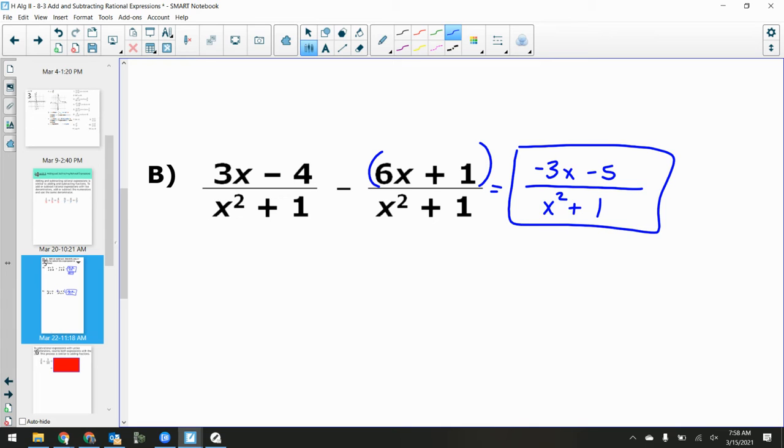Not 0. Anybody want to take a guess? What can x not be? It could be 37, because you can take 37 squared plus 1. It's a real number. Ah, yes, it's i.